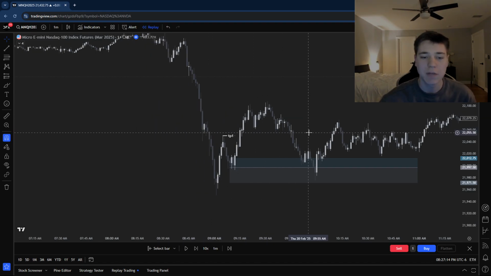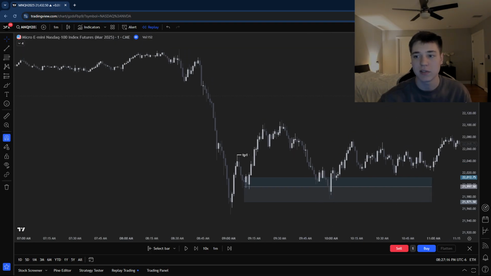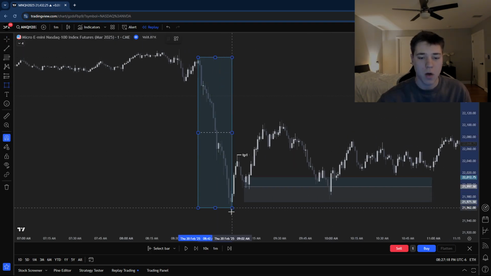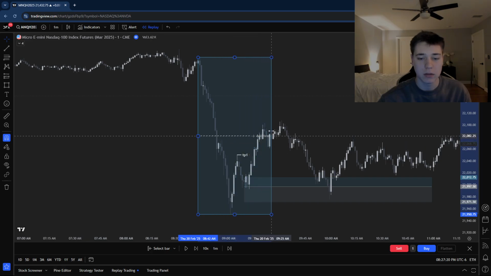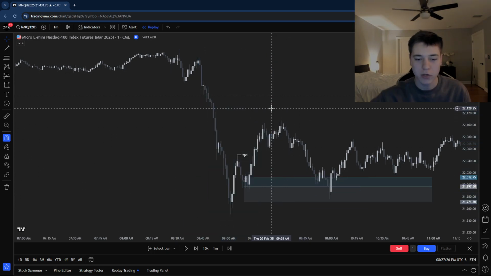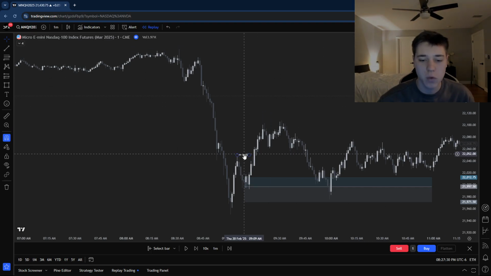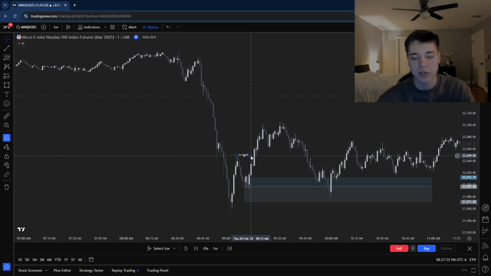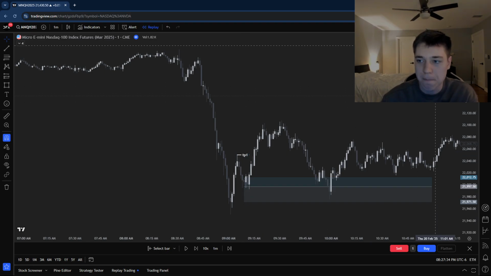Okay, so let's just say, for example, this is a scalp. I'm going to be taking this as a scalp trade. So I want to hit at least the 50% mark, or the equilibrium of this entire range right here. Let's just say I'm entering this trade with 3 contracts. Awesome. So take profit 1 is right here. I move my stop loss to break even as soon as take profit 1 gets hit. So then I'm going to be completely risk-free from the trade.